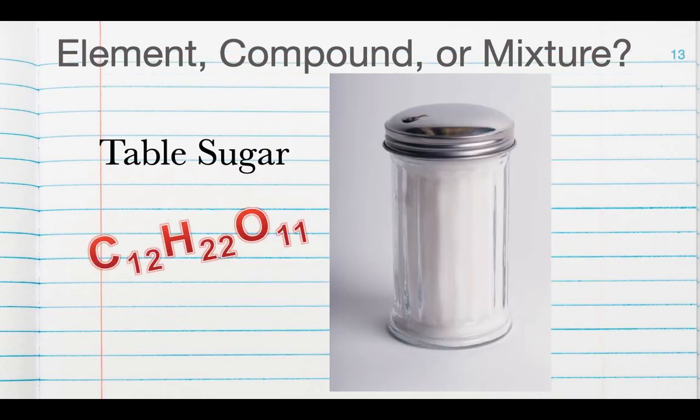Then we get into table sugar. Is table sugar an element, a compound, or a mixture? So if you look at the C12H22O11, that is the actual chemical formula for the compound that is known as sugar. So this is a compound.